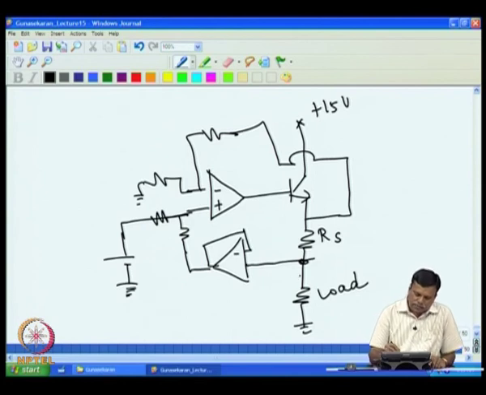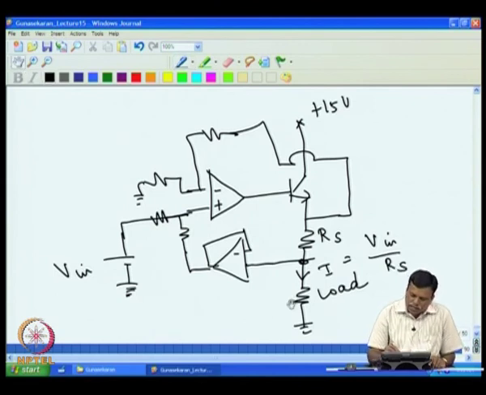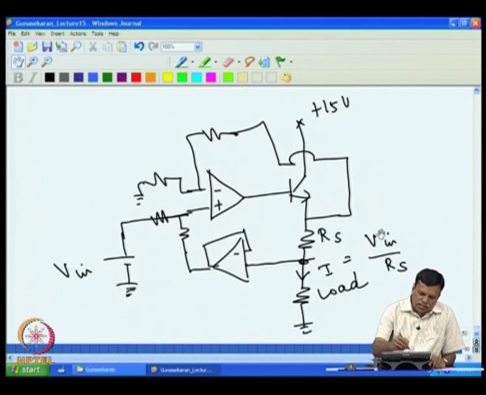Now, the current I that is flowing through this is, if this is V in, V in divided by RS. That is, if I change the load resistance, the current through this will not change. It will remain constant, given by this. For this to happen, we have to design the values. Now, I will put the values.